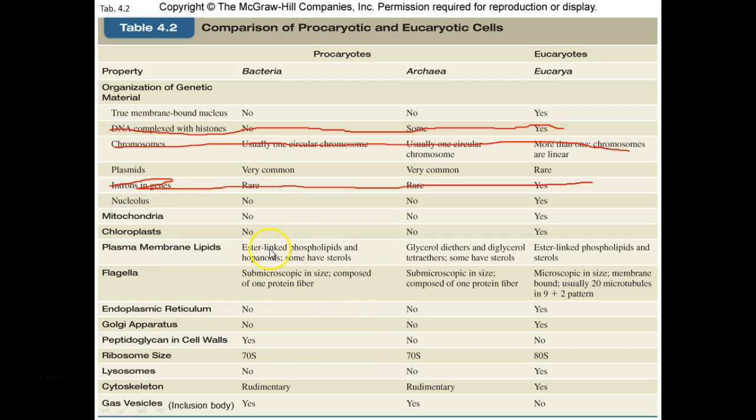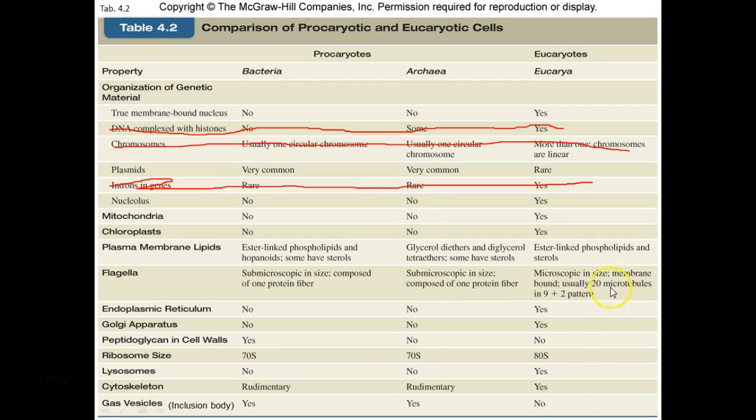Flagella. Very submicroscopic in size. One protein fiber, right? That flagellin. And these guys move by rotating. And submicroscopic, they mean like with a normal standard light microscope, you wouldn't see them. What do we do so that we can see them? We stain them, and that stain, remember, increases the thickness so that we can visualize it.